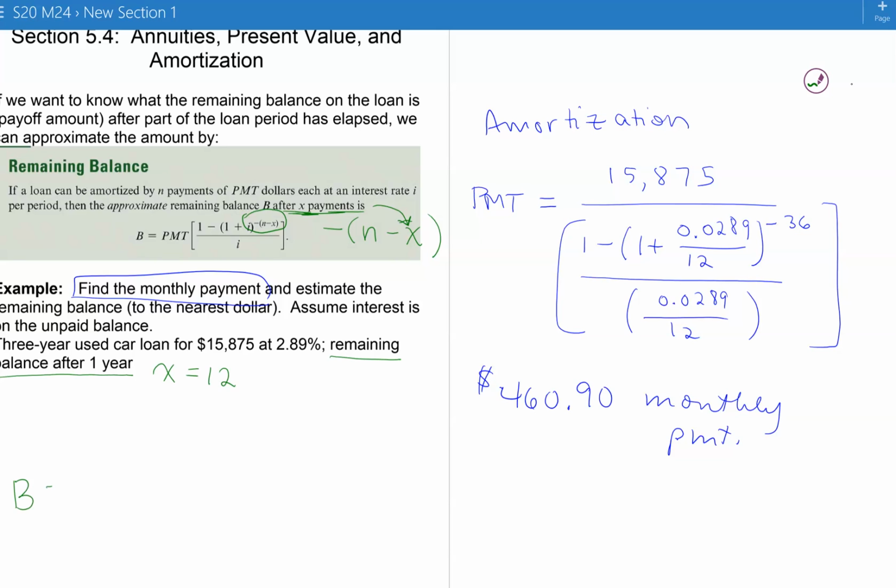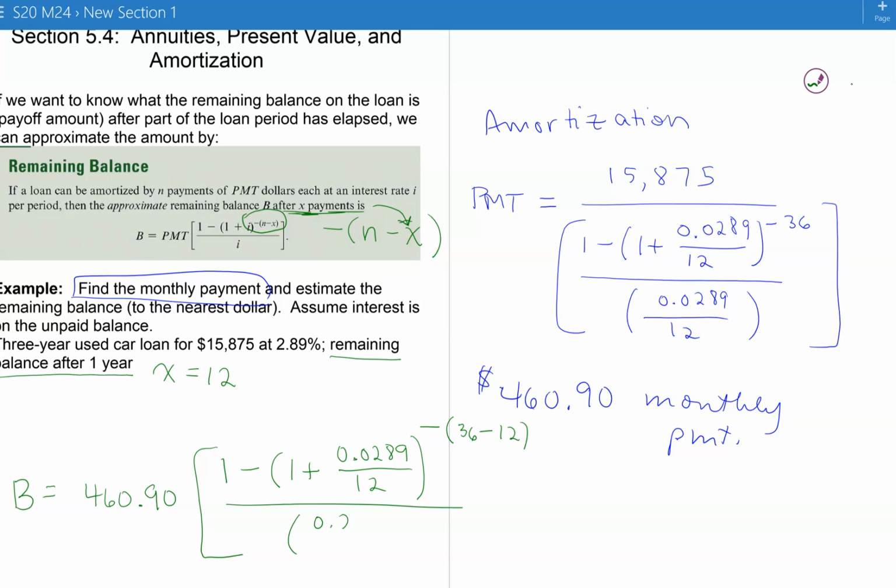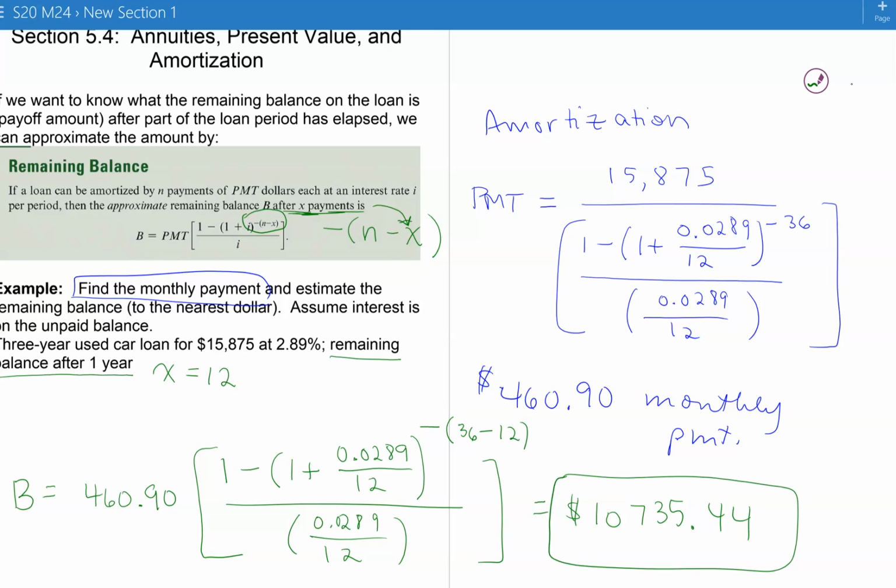Okay, so we can find the estimated remaining balance by taking our payment amount that we figured out, $460.90, big square bracket, 1 minus 1 plus 0.0289 divided by 12. Now the exponent is going to be negative. It was 36 minus the 12 payments that we've already made. And then divide by your same interest rate. And you should get $10,735.44 as your remaining balance on this loan.